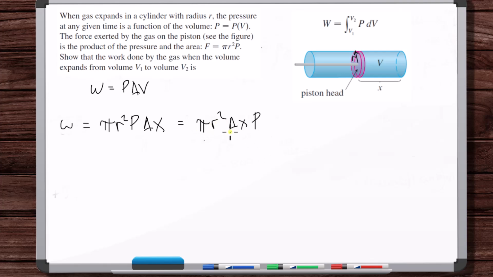What is this? Pi r squared delta X. This is the delta V. You see? So look, this is P delta V. There you go. So I've proven to you that in a piston cylinder, if there's a volume expansion or contraction at constant pressure, then the work done on the piston is P times delta V.